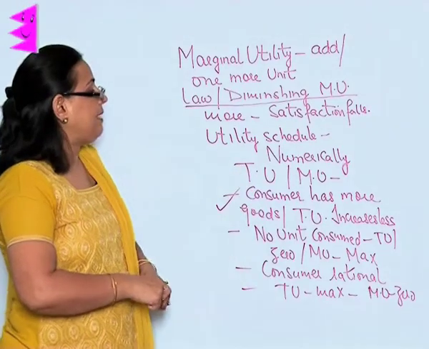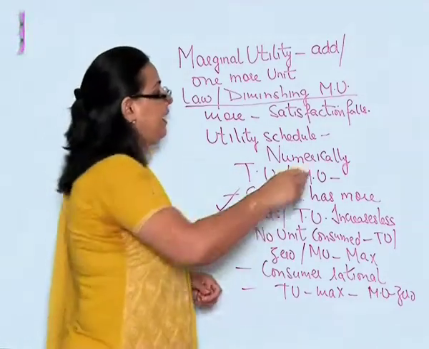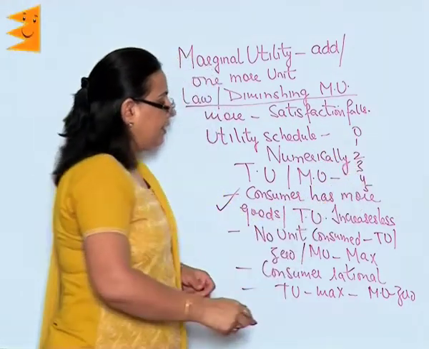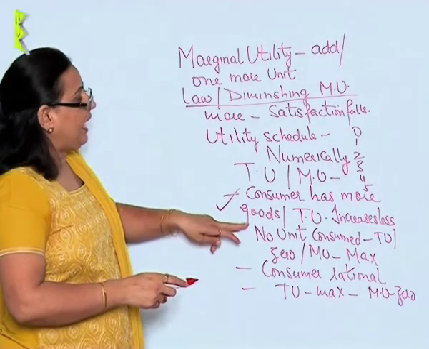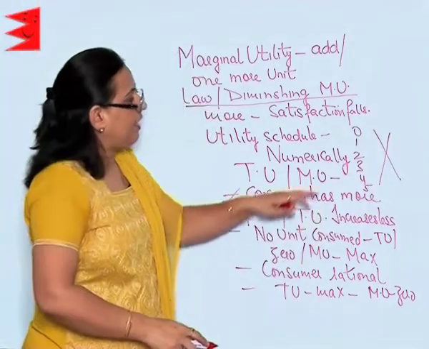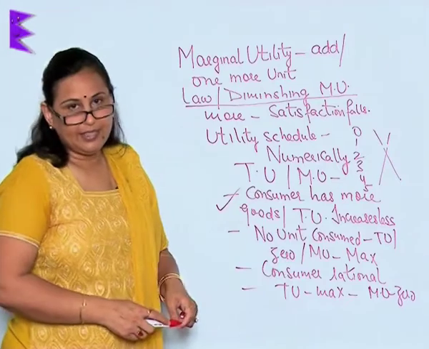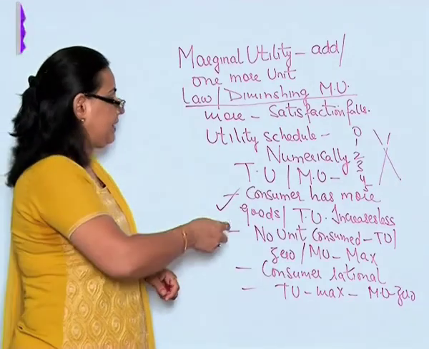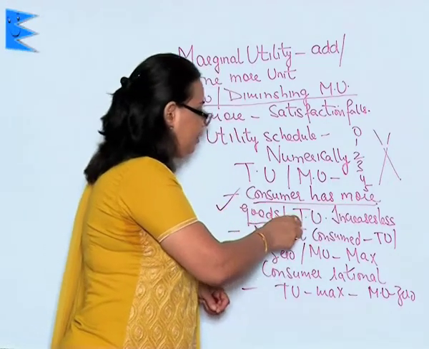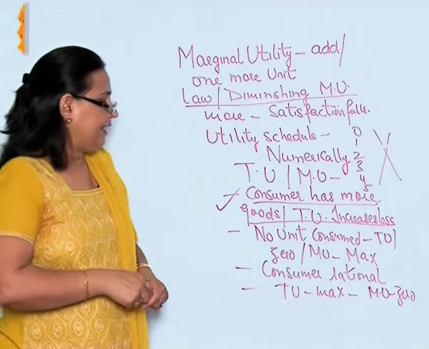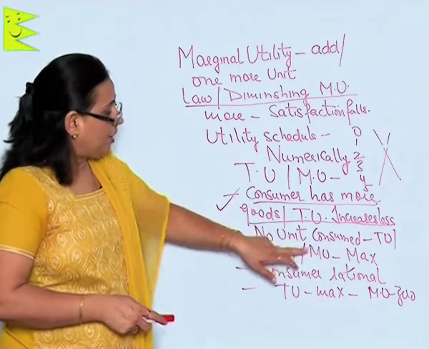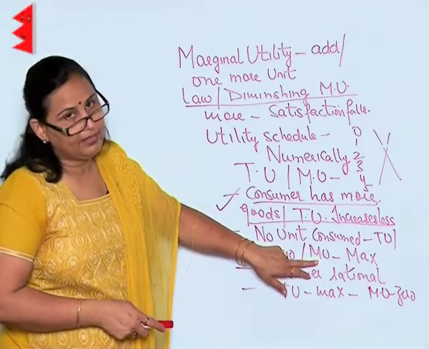If I just talk in layman's terms and say that my units are 1, 2, 3, 4 and 5, then the total utility and the marginal utility will be inversely proportionate. That is to say, when one will increase, the other will decrease. This is because the law is such that when the consumer has more goods, the total utility starts increasing less. And when no unit is consumed, the total utility is 0, but the marginal utility is maximum.